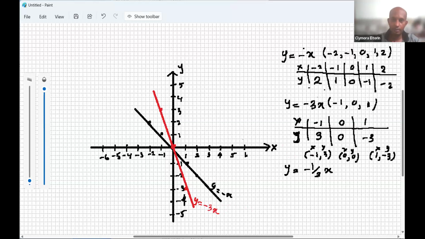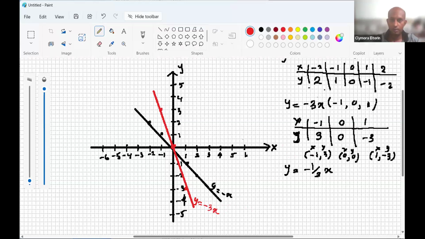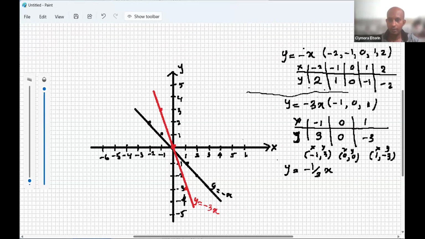Here's the first graph. Here's the second graph. Now we need to plot y equals half x. Also, they give some values: minus 4, minus 2, 0, plus 2, and plus 4. These are the values. Okay. Let's see how to plot that one.